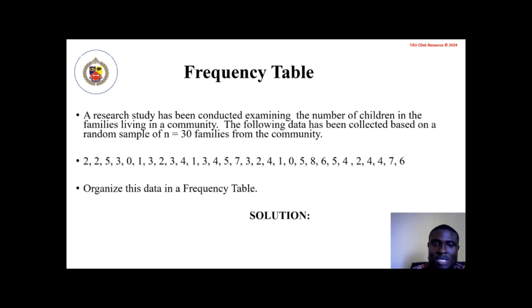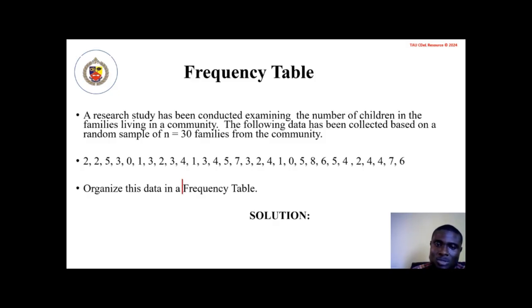We were told that a research study conducted somewhere showed the number of children in a family living in a community, and a sample of 30 was picked. Suppose this community is Okoirese community. Maybe there are 1 million people living in Okoirese. They just selected 30 from that community. You can see the way the data was given in an unorganized manner. We have 2, 2, 5, 3, 0, very scattered.